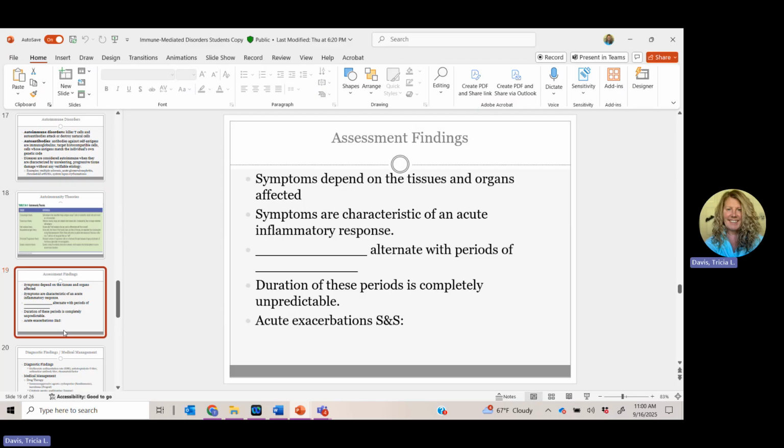Okay, and then acute exacerbations really have these pretty concrete, significant, recurring types of signs and symptoms. And of course, those signs and symptoms are going to be very different for each type of disease.